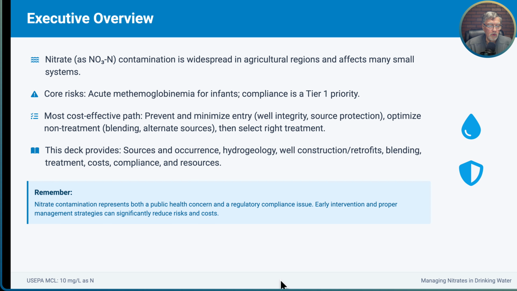So we're going to look at the whole thing. Nitrate contamination represents a public health concern and a regulatory compliance issue. There are MCLs, and early intervention and proper management strategies can significantly reduce the risks and costs. If we know we have a well problem, we can go in and fix that well. I have some experience doing that, and I know that approach works. You just have to do the proper diagnostics and go in and modify your well, and that can reduce your nitrate problem right there. I'll talk a little bit more about that later on.